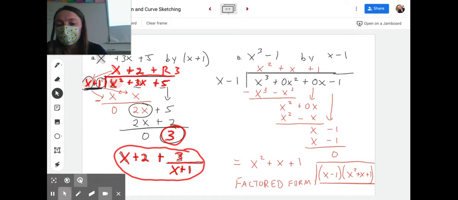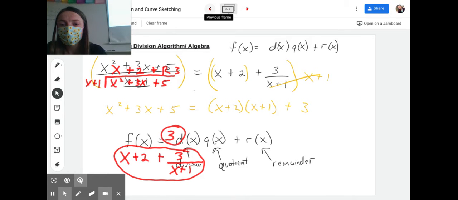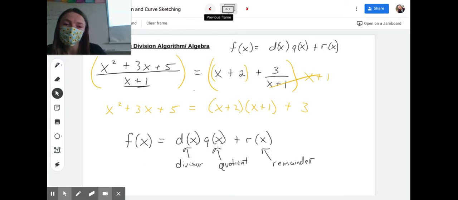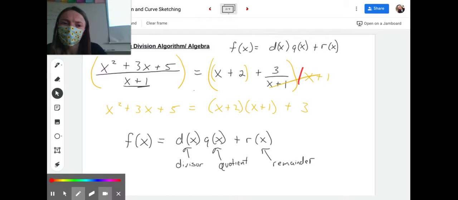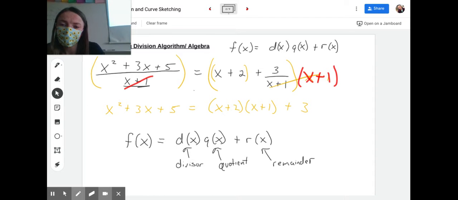This is where our division algorithm comes in. So if I have an answer, which is basically me saying x squared plus 3x plus 5 divided by x plus 1, it equals this whole thing when I divide it out. If I multiply both sides by x plus 1, the x plus 1 is going to cancel here, leaving x squared plus 3x plus 5.